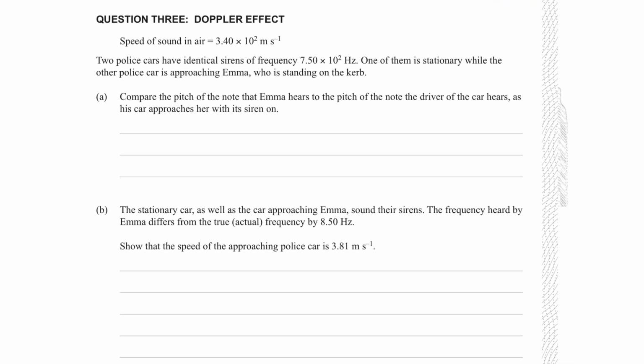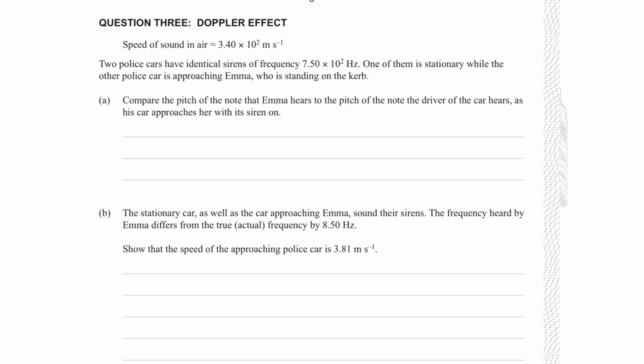Okay, so Doppler effect, question 3. Two police cars. I've got the speed of sound in air, 340 meters per second. Two police cars have identical sirens of frequency 750 hertz. Always helpful to just throw it into normal numbers and get rid of that extra mental step. One of them is stationary while the other police car is approaching Emma, who's standing on the curb, so presumably very close to the path of the car going past. Compare the pitch of the note that Emma hears to the pitch of the note the driver of the car hears as his car approaches.